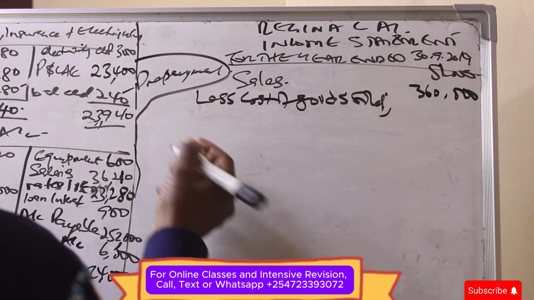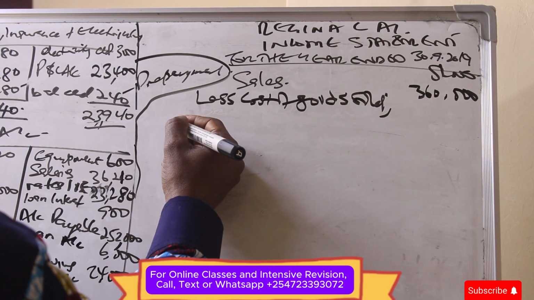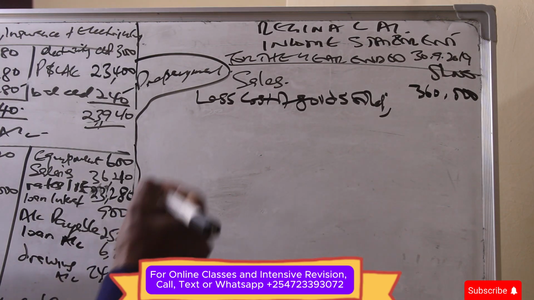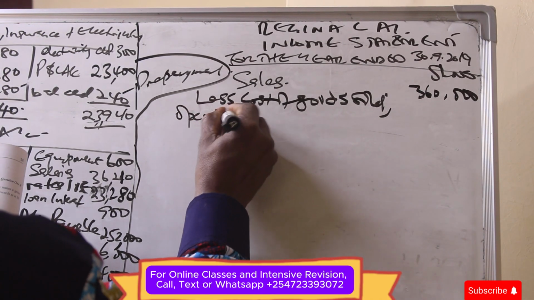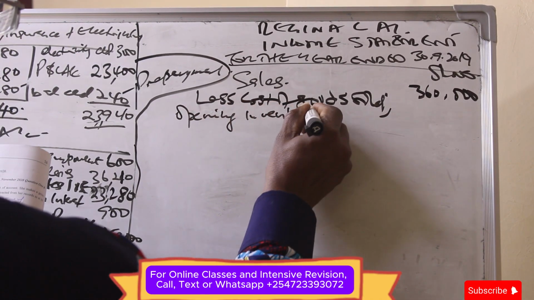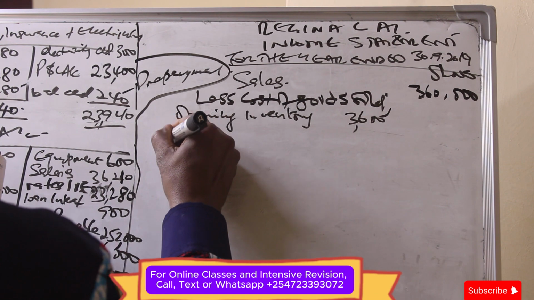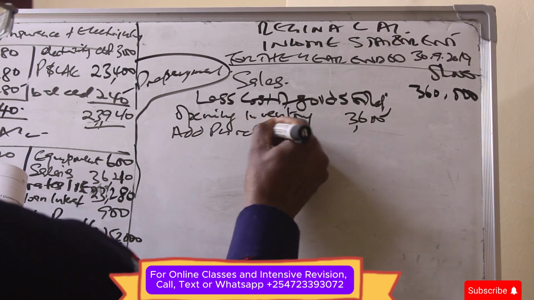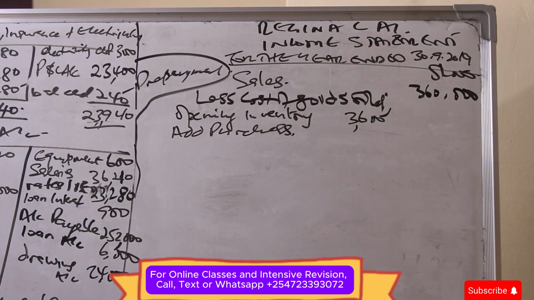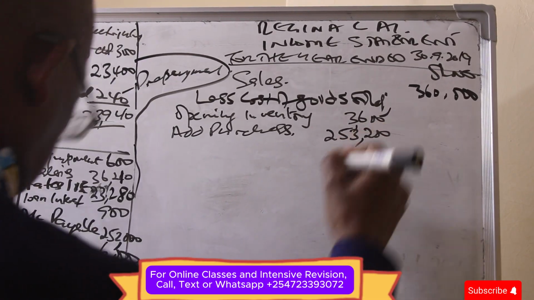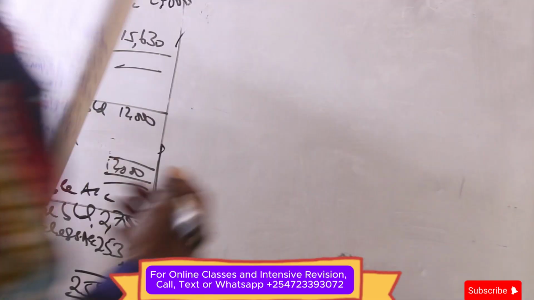Less cost of goods sold. We actually have inventory. We were given the opening inventory, we are not given the closing inventory. So we have opening inventory of 3,600. We add purchases, which we said is 253,200.